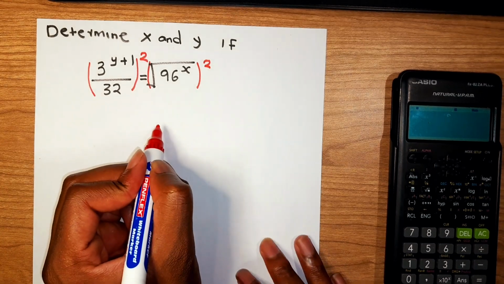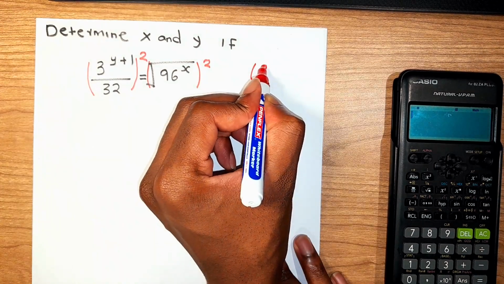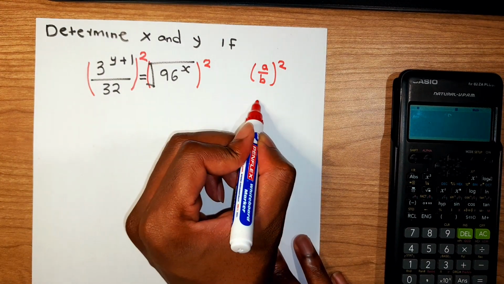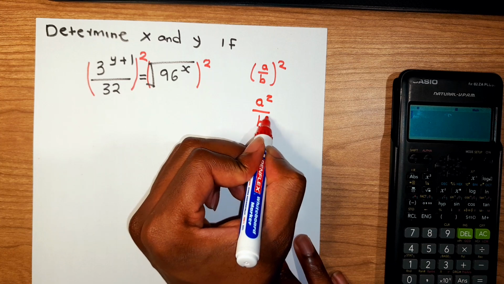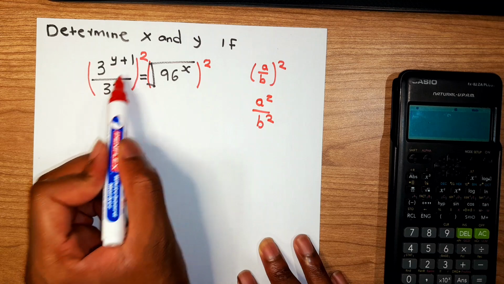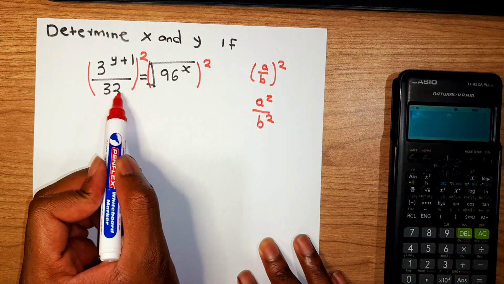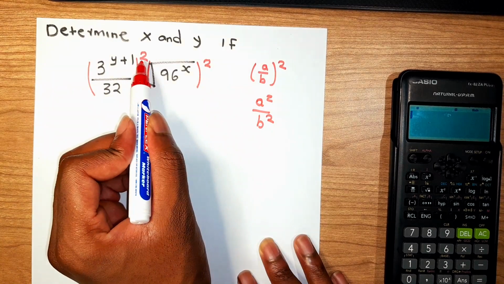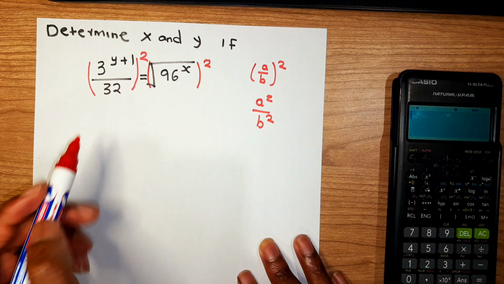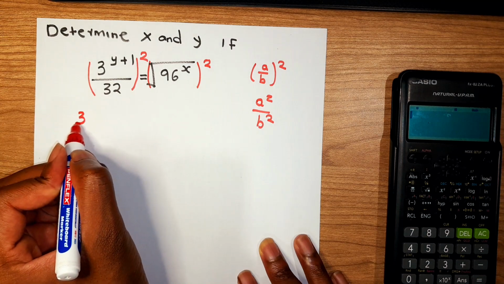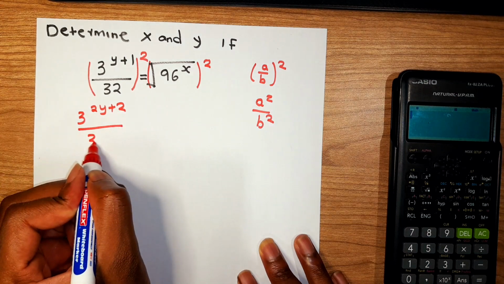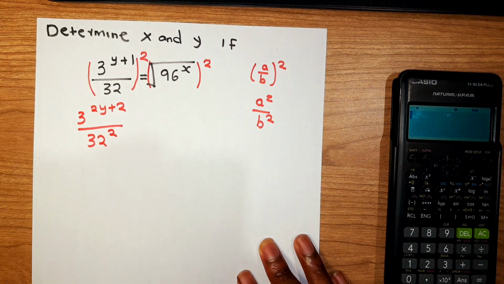So remember, there's a law of exponents that says if you have a to the power b, all squared, this is the same as a squared divided by b squared. So it means that you are going to square 3 to the power y plus 1, and you're going to square 32, which is going to be squared. So you're just going to say 2 times y and 2 times 2, and also you're going to square this. So we will be left with 3 to the power 2y plus 2 divided by 32 squared.